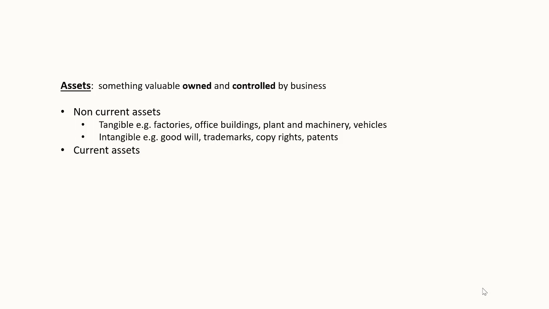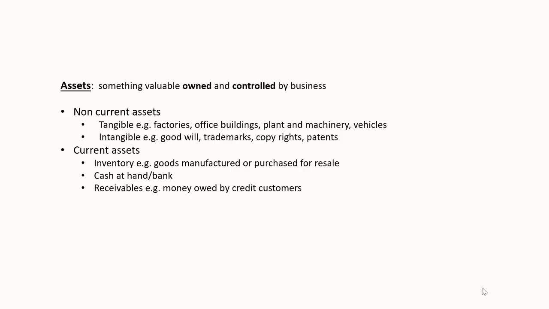Current assets. Now let's look into this. I'll give you a few examples. Inventory are goods manufactured or purchased for resale. So goods for resale is inventory. Cash in hand or cash held at bank.